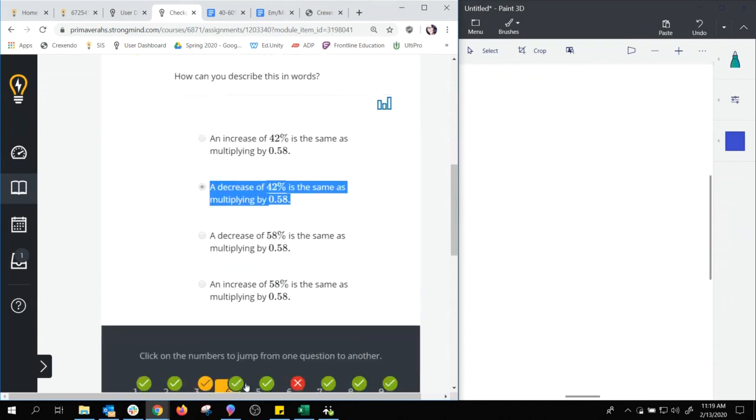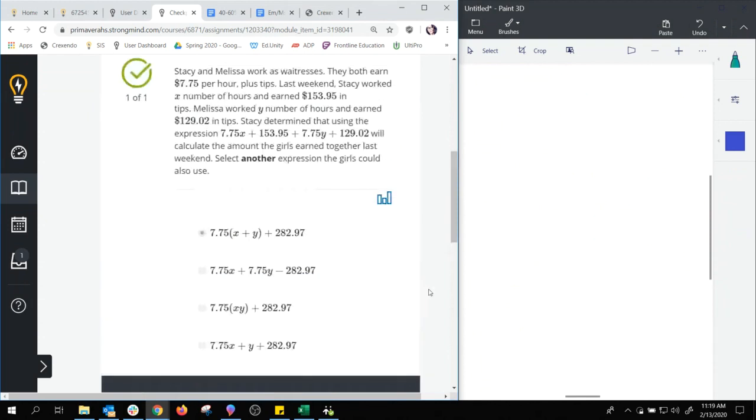All right. Oh, this problem. So many words. Stacy and Melissa work as waitresses. They both earn $7.75 per hour plus tips. Last week, Stacy worked x hours and earned $153.95 in tips. Melissa worked y hours and earned $129.02 in tips. Stacy determined that using the expression will calculate the amount the girls earned together last weekend. Select another expression the girls could also use.